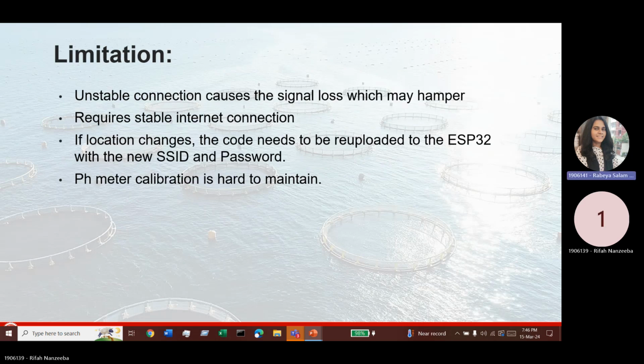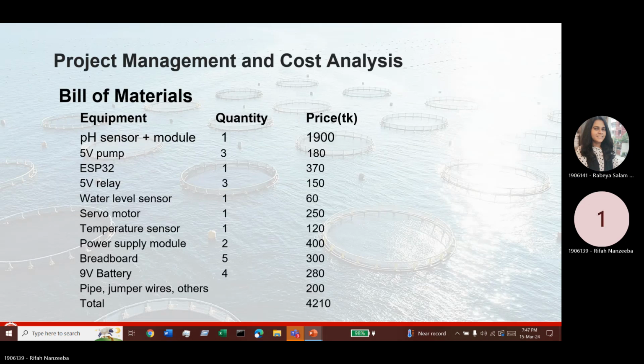So in this project, the limitations that we faced are we were continuously losing the signals while connecting the ESP32 with our Arduino Uno. And when we changed the location, we had to re-upload the code to ESP32. And it was very difficult to maintain the proper calibration of the pH meter. Next slide. So these are the components that we used and the price of the components. Next slide.